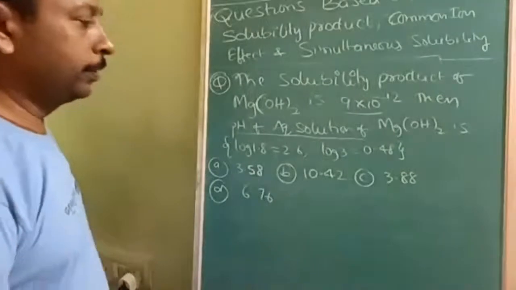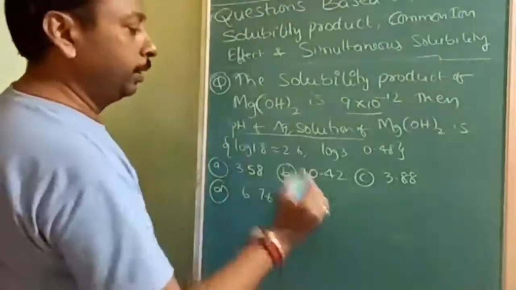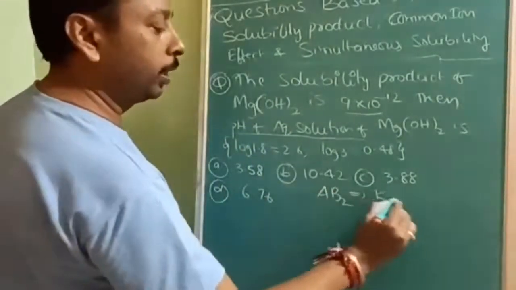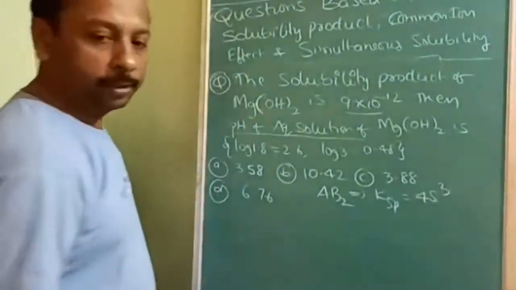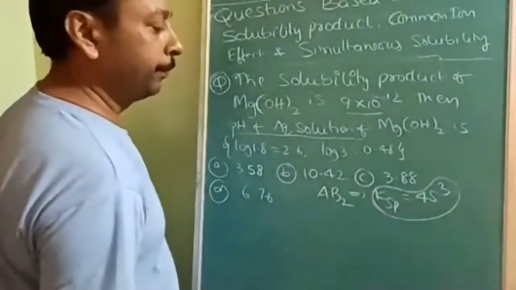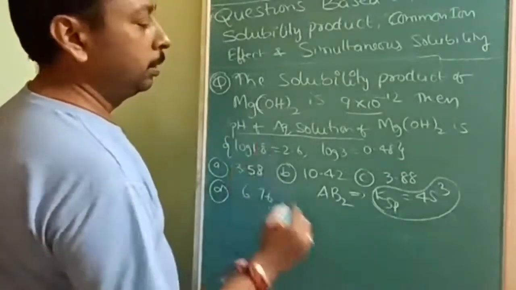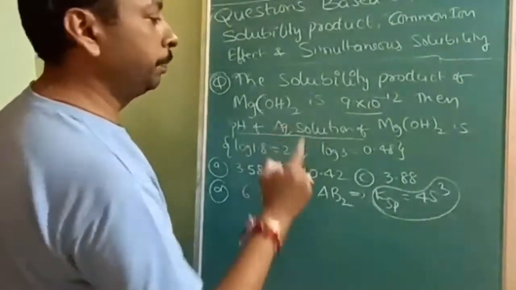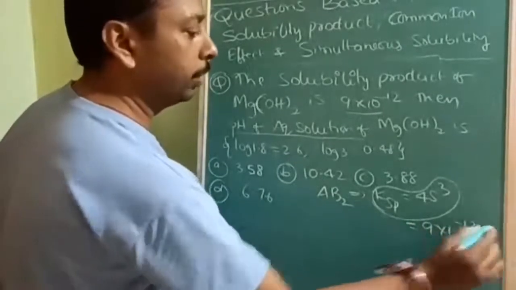Okay, simple question. First of all, from the solubility product, find out the solubility. It is which type? AB2 type. For AB2 type, KSP is equal to 4S cube. I think you are all aware of it or not? KSP is equal to 4S cube. Am I correct or wrong? S times 2S squared, 4S cube. Okay, exactly correct. So the solubility product is equal to 9 into 10 to the power of minus 12.